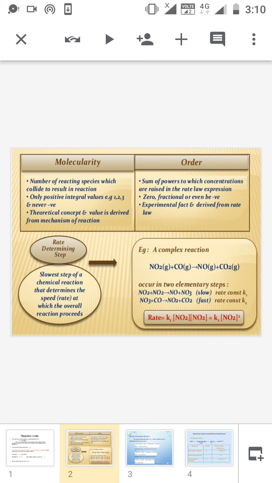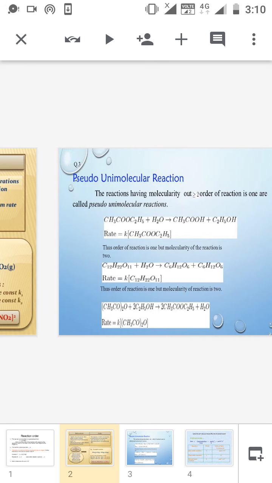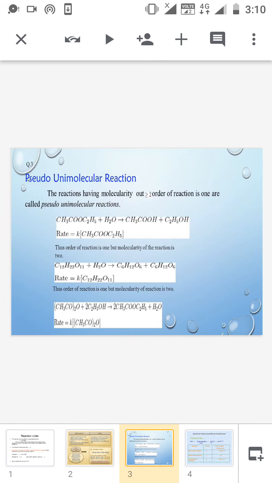Okay, so rate is equal to K1 into concentration of NO2 and concentration of NO2, that's equal to K1 into NO2 squared. Next we are moving into pseudo unimolecular reaction. That is also a very important question. So pseudo unimolecular reaction, or pseudo first order reaction.